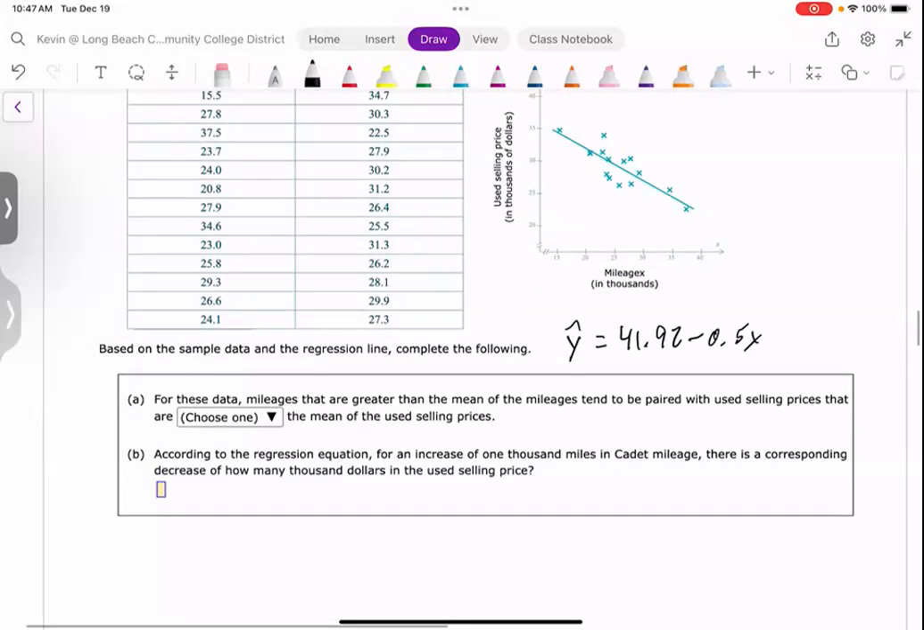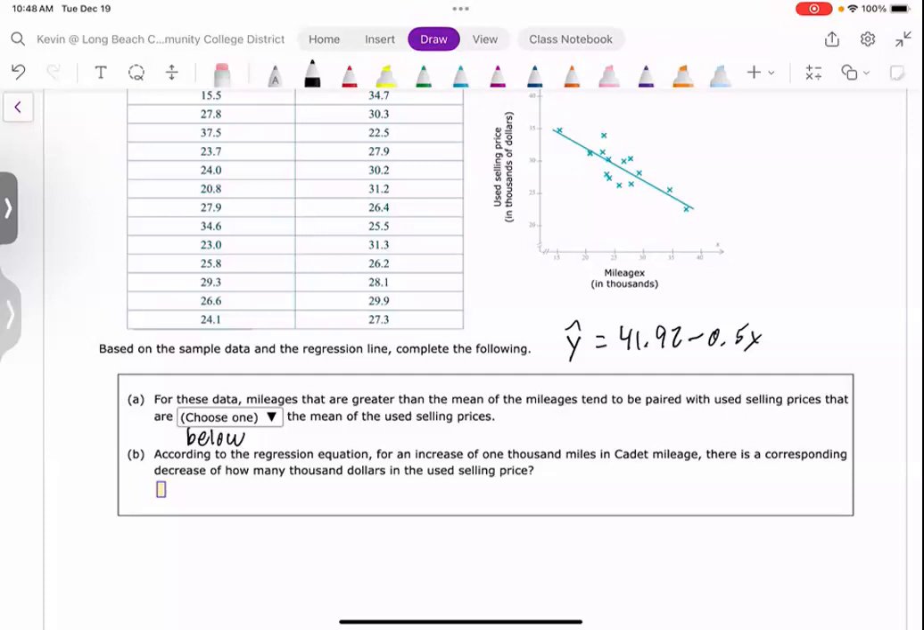And part A says, for these data, mileages that are greater than the mean of the mileages tend to be paired with used selling prices that are below the mean of the used selling prices. That means that we have a negative slope. So the further to the right we go in the X direction, the lower the price is going to be. That is what that's saying there.